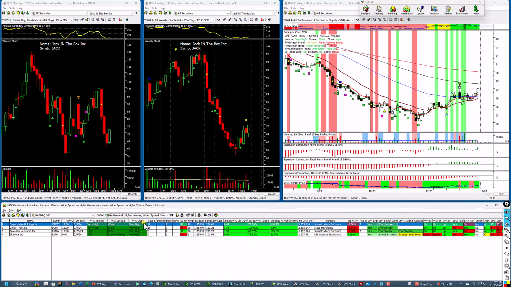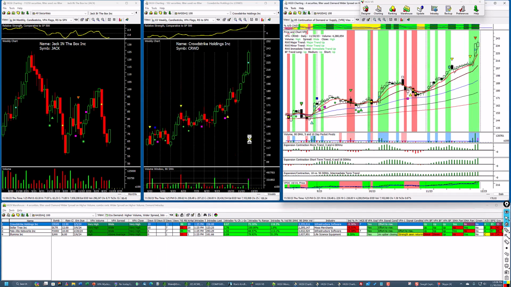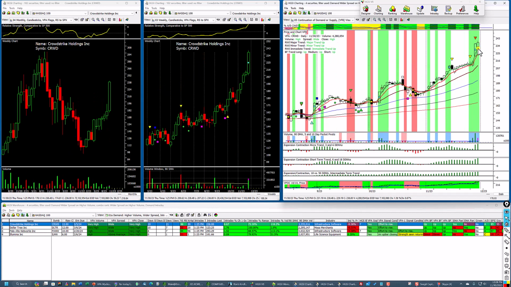CrowdStrike has reported earnings. It sold off a little bit. This VPA flag here, with the excessive volume yesterday, it's just a warning that these are not all buyers here. There were some sellers in here too. It gapped open and traded down, and now it's going back up. But this demand combo will help you find stocks.